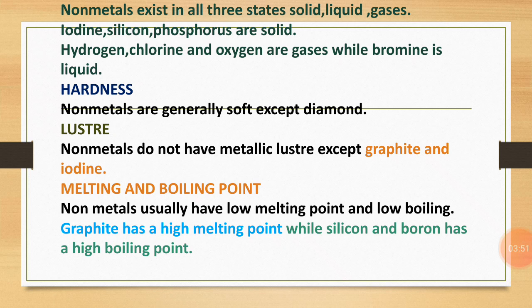Next is about their luster. They do not have metallic luster like that of metals. The metals have luster, but non-metals generally do not have metallic luster. For example, graphite and iodine. But here there is an exceptional case: graphite and iodine are examples of non-metals that have luster. Next is about the melting point and boiling point. Non-metals usually have low melting points and low boiling points, but graphite is the only non-metal which has a high melting point, while silicon and boron have high boiling points.